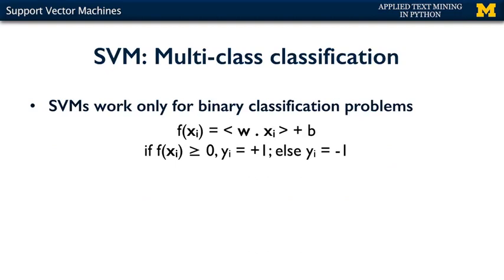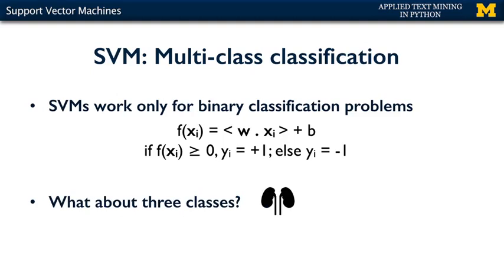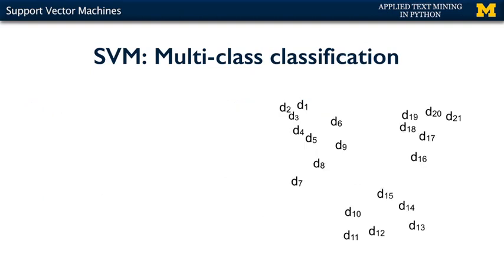You have seen that SVMs work only for binary classification problems, and we have seen an example of this, +1 and -1, so far. But then what happens when you have multiple classes? Let's take this example of 3 classes: podiatry, nephrology, neurology. In general, when you have to use the SVM in a multi-class classification setup, you would want to learn it in one of 2 scenarios.